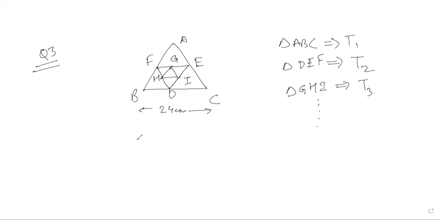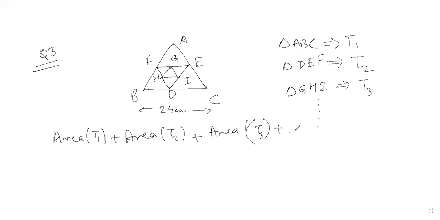So basically what we are asked to find is the area of T1, then the area of T2, and then the area of T3, and like that. All those equilateral triangles that are being formed, we have to find the sum of their areas. That is what we have to do in this question. The sum of the areas in square centimeter of infinitely many such triangles T1, T2, T3.